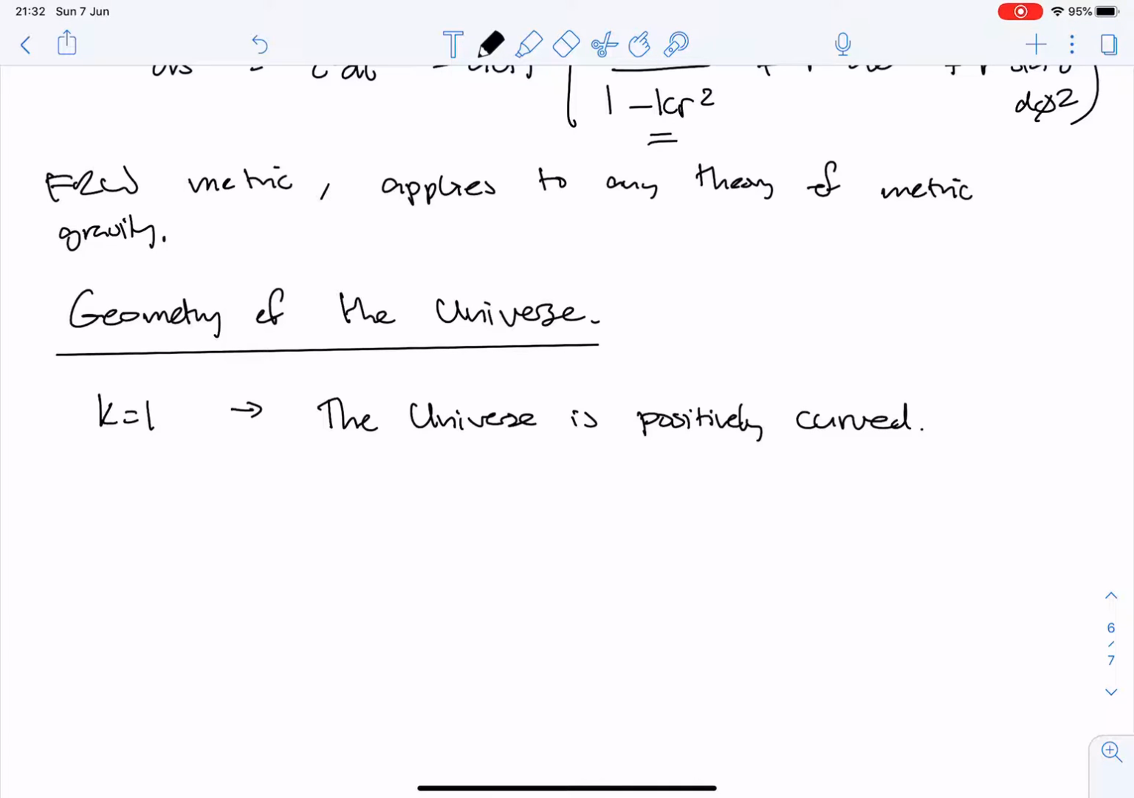So think about it. What does that mean? Well, a positively curved 2D space, like we're used to living in, if you keep going in the same direction, you come back to the same point. And the same is true in the universe. So a straight line, i.e. a photon, on a null geodesic, will eventually come back to the same place.